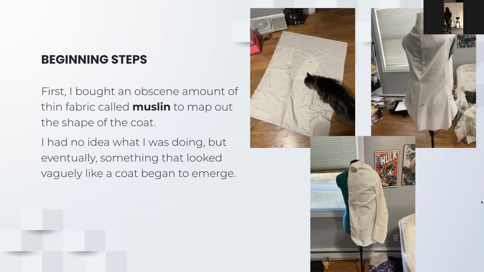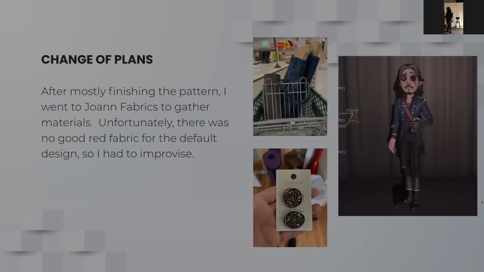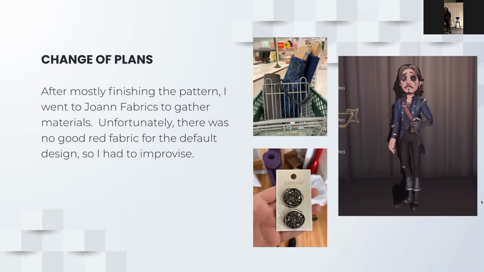So my first step was that I bought pattern fabric, muslin. It's thin and it's cheap, so it's good for being able to just drape something and make a pattern out of it. I had no idea what I was doing at all at this point. I didn't have a mentor yet. I had a very little bit of experience, but I pieced something together that looked a little bit like a coat. My cat shows up a few times because I couldn't get him to move out of the picture.